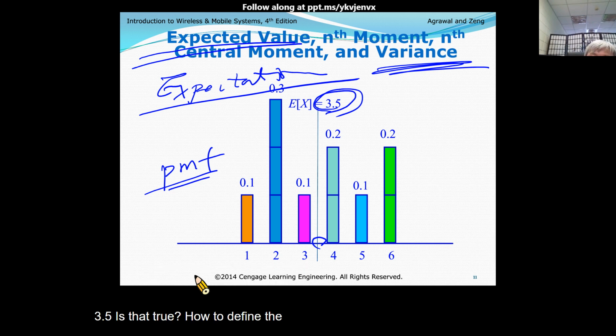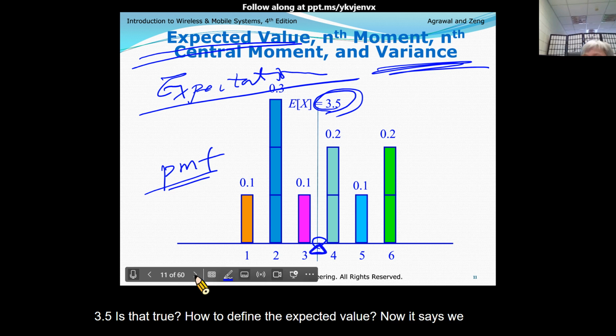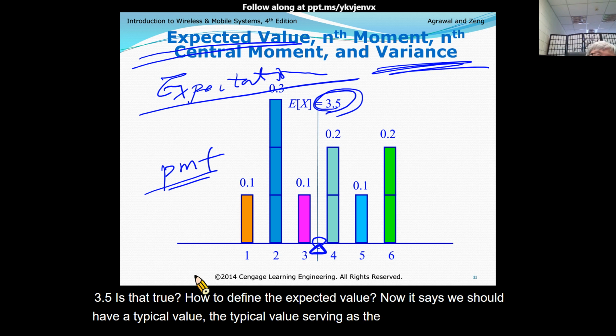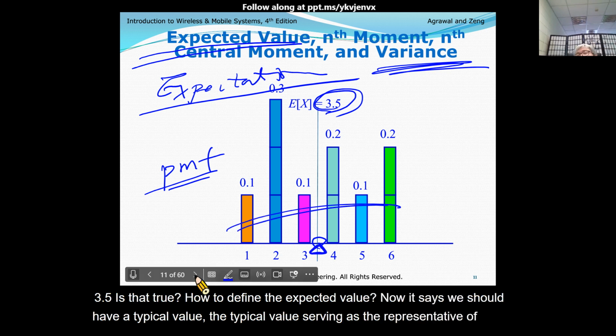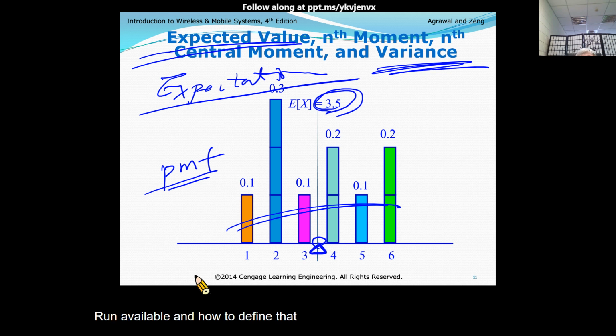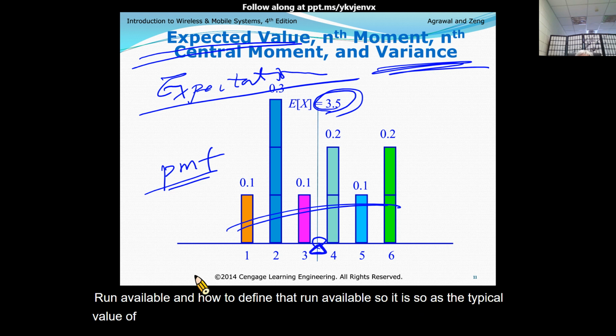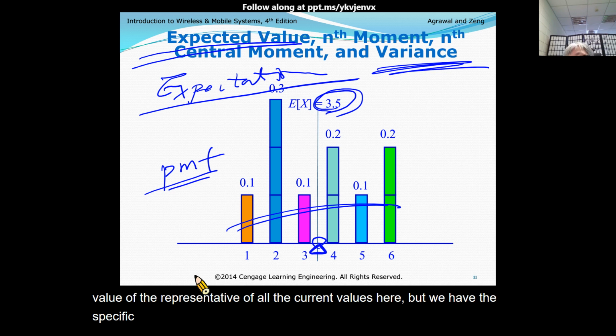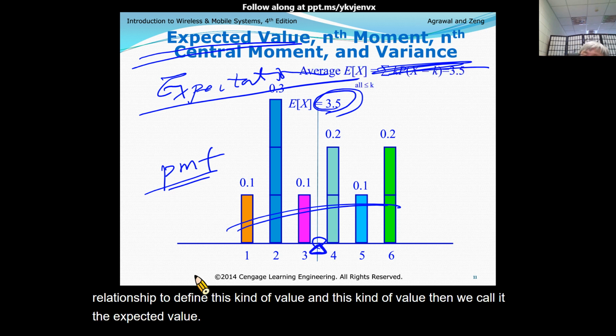Is it true? How do we define the expected value? We should have a typical value serving as the representative of the current random variable, or of all the current values here. But we have a specific relationship to define this kind of value, and this value we call the expected value. How? This way.